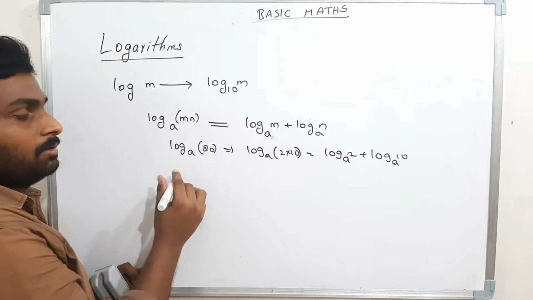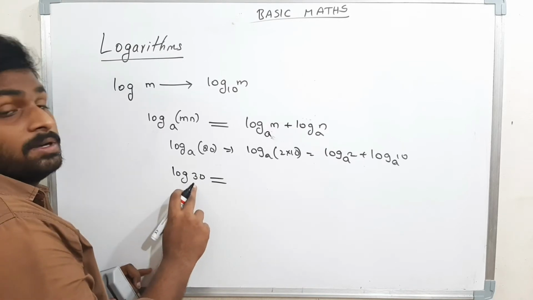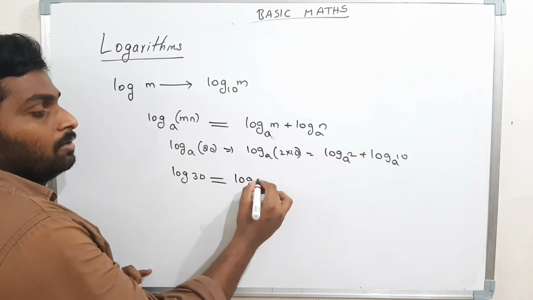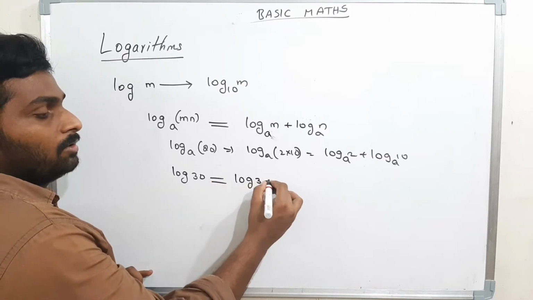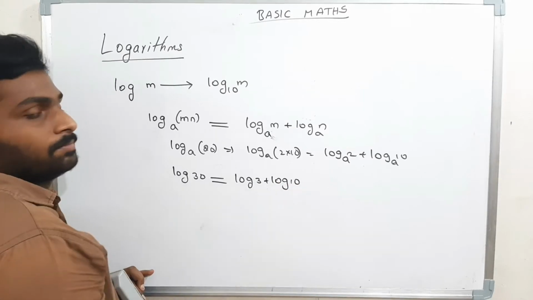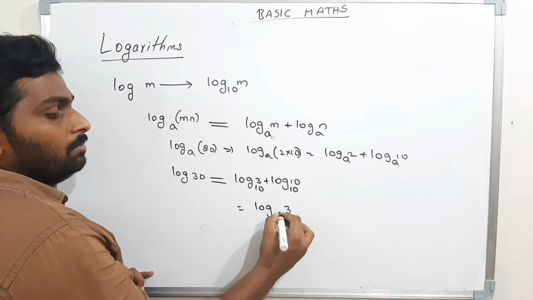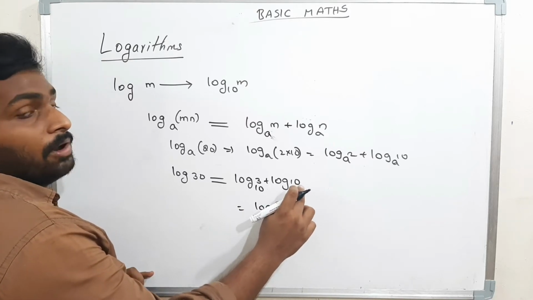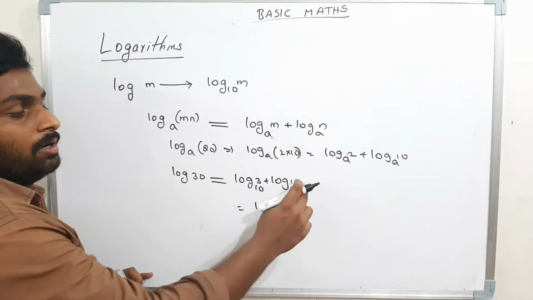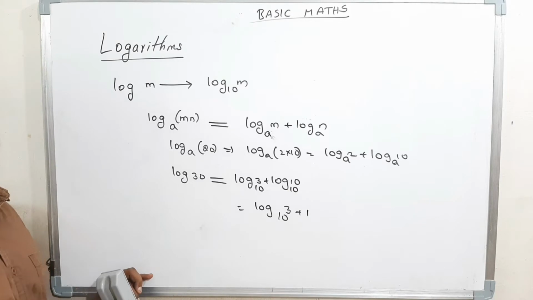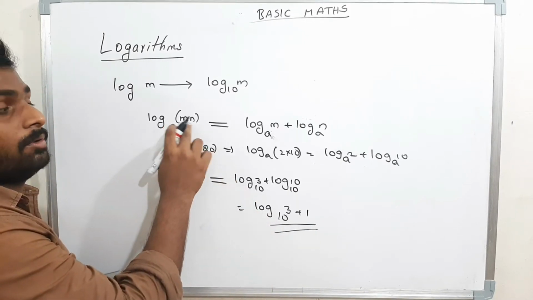If they didn't mention a, they simply write log 30. Log 30 means base 10 is there. Therefore 30 I can write as 3 into 10. Therefore, what I will get? Log 3 plus log 10, base is 10. Log 3 base 10 plus log 10 base 10, where the value and base are both the same. Therefore log 10 base 10 is always equal to 1. Okay, I think this is clear how to use the formula for m into n.